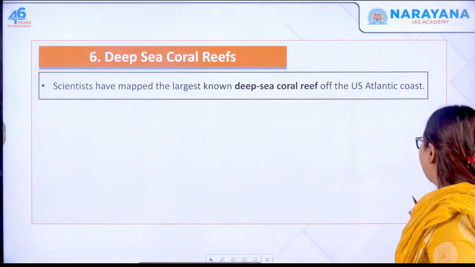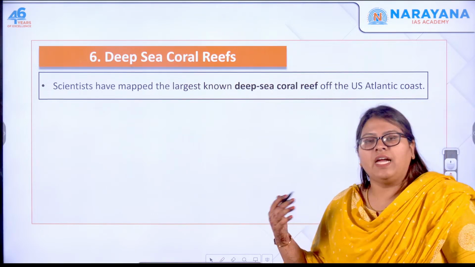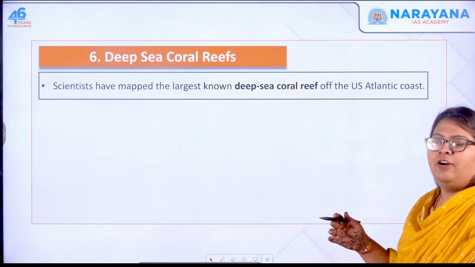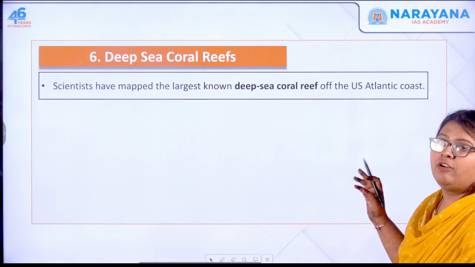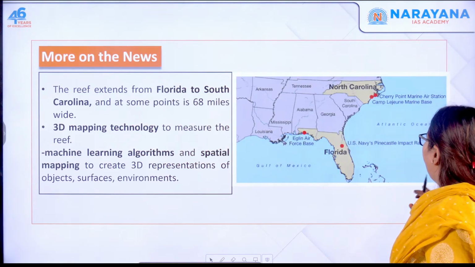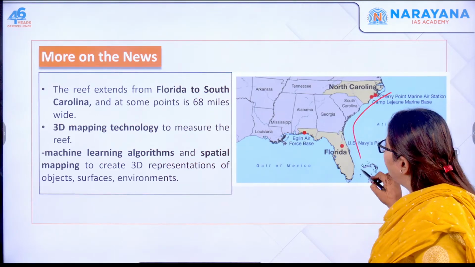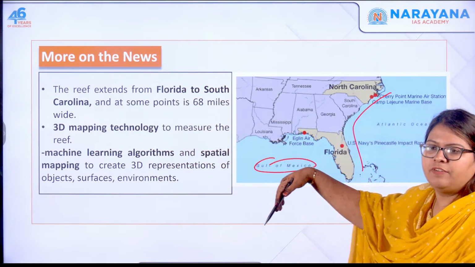Now is the deep sea coral reefs. Okay. So what do you mean by deep sea coral reefs? So scientists have recently mapped a huge stretch of deep sea coral reefs across the Atlantic coast of US. Okay. So let us actually see what it is. So this is the Atlantic coast. This is actually the Gulf of Mexico, and this side will be the Pacific Ocean.